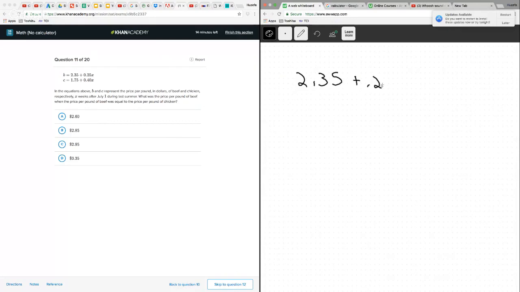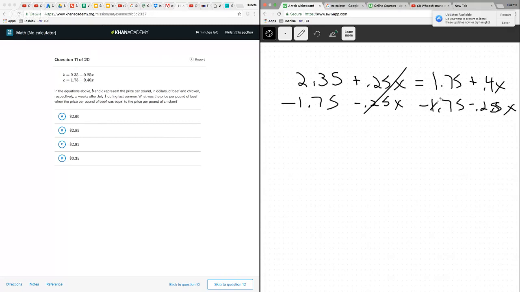2.35 plus 0.25x equals 1.75 plus 0.4x. I'm going to subtract 0.25x from both sides. That goes away. And then I'm going to subtract 1.75, right? Get rid of that. So here we got 0.15x equals, what is that, 0.6. And then we divide both sides by 0.15. It's just like 60 divided by 15, and x equals 4.